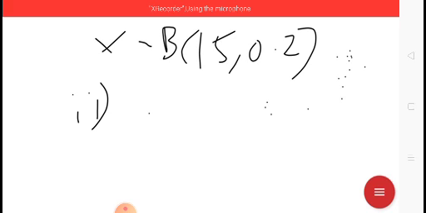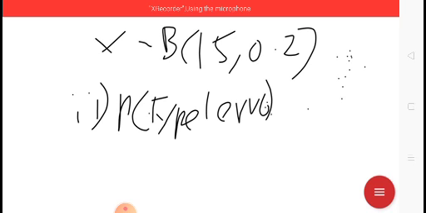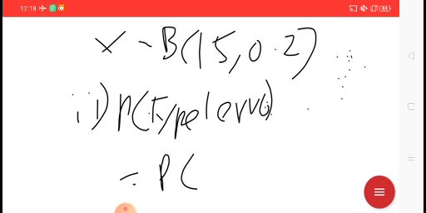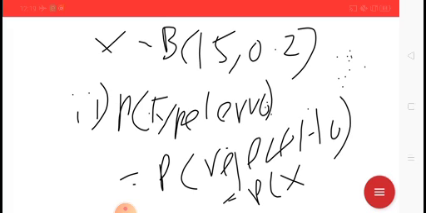So for part 2, find the probability of type 1 error. Okay, so the probability of type 1 error is equal to the probability of you reject H naught, right? Okay, so when you reject H naught, read the question. When you reject H naught, P will be smaller or equal to 1.